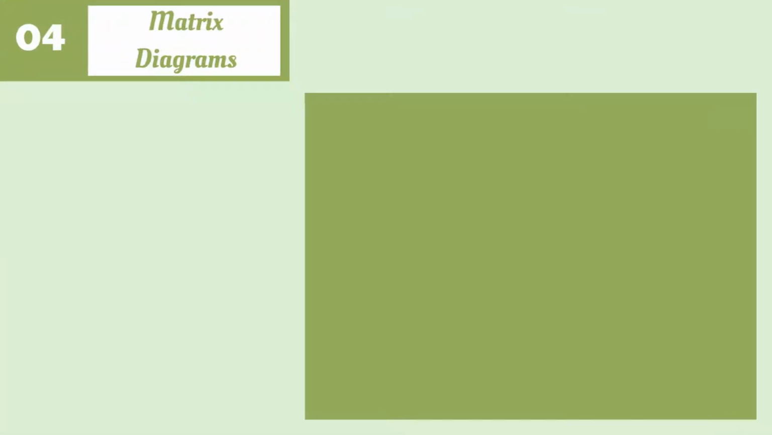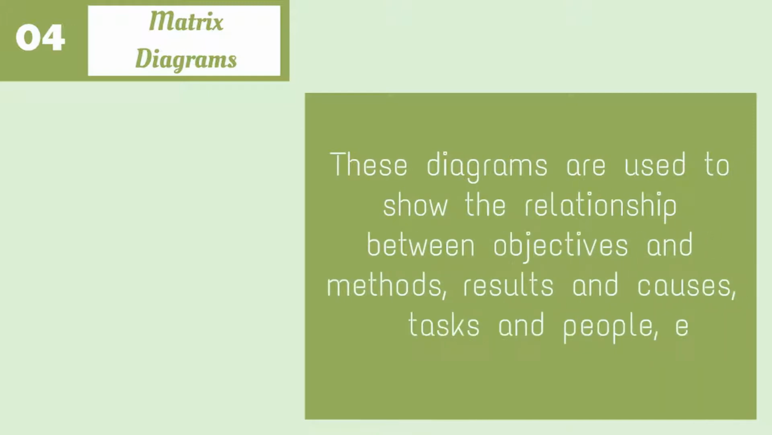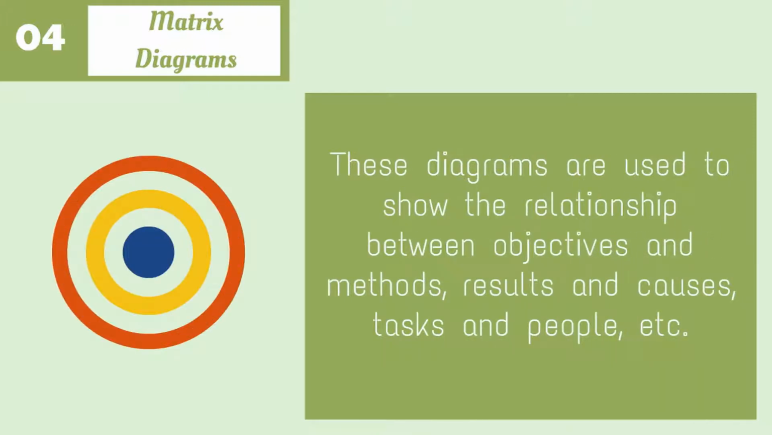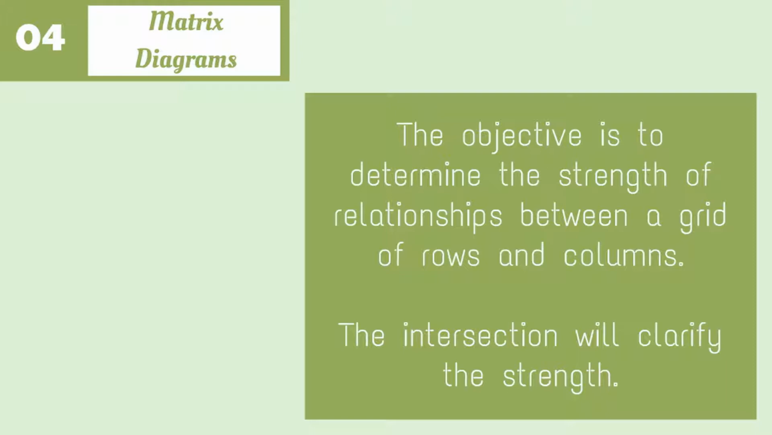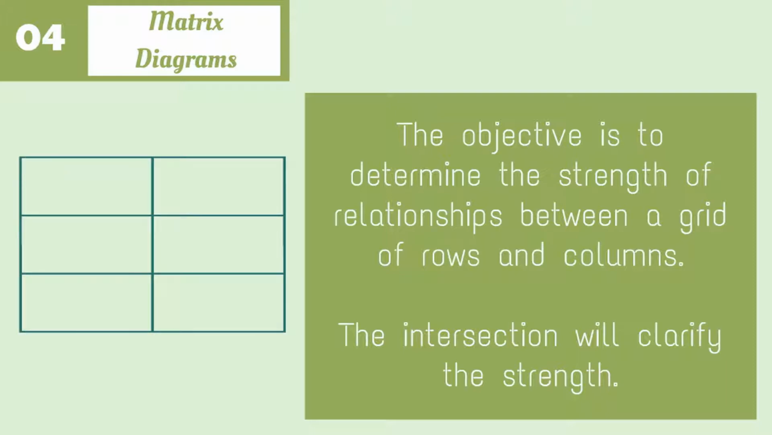4. Matrix diagrams. These diagrams are used to show the relationship between objectives and methods, results and causes, tasks and people, etc. The objective is to determine the strength of relationships between a grid of rows and columns. The intersection will clarify the strength. Here is an example.